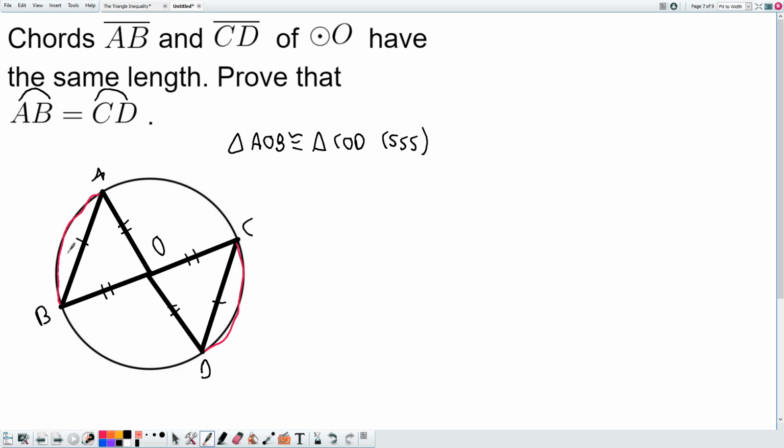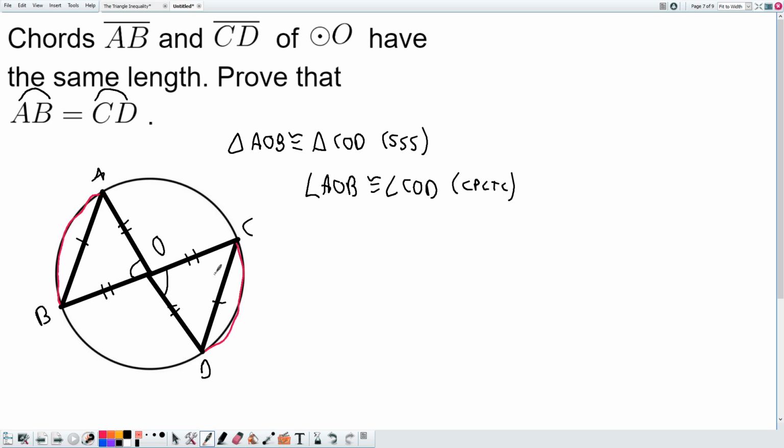because we have proven that the sides in both triangles are exactly the same, which means that angle AOB is congruent to angle COD by CPCTC. If they're the same triangle, then the corresponding angles have to be the same.